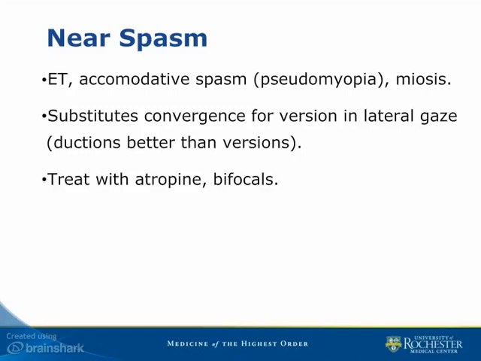And if you check one at a time, the ductions or monocular rotations tend to be much better than the versions with both eyes together. These patients can be treated with atropine and or bifocals to help break their spasm and have them see well.